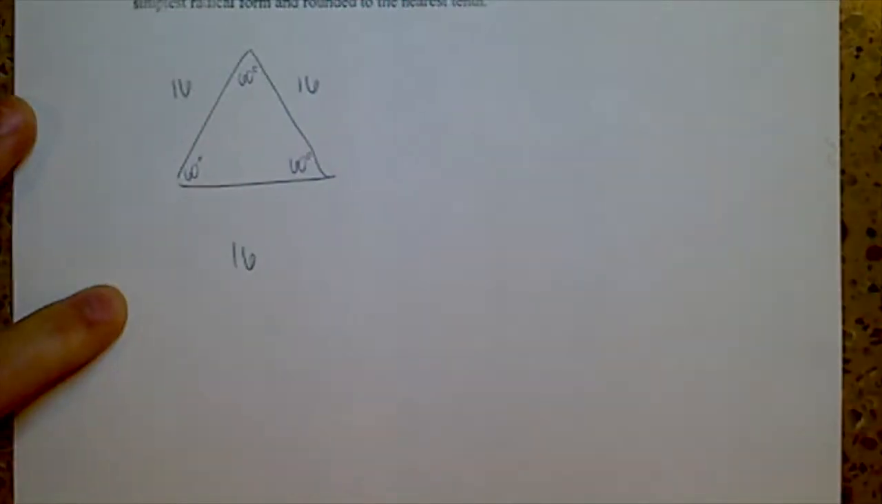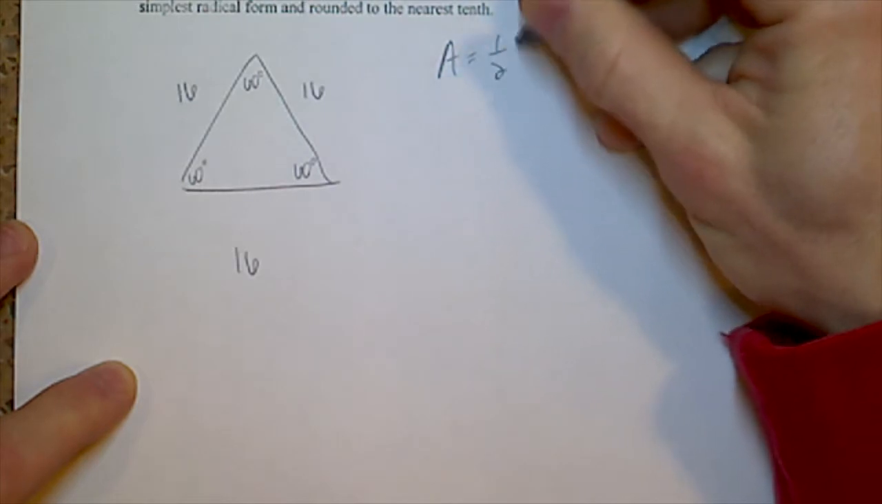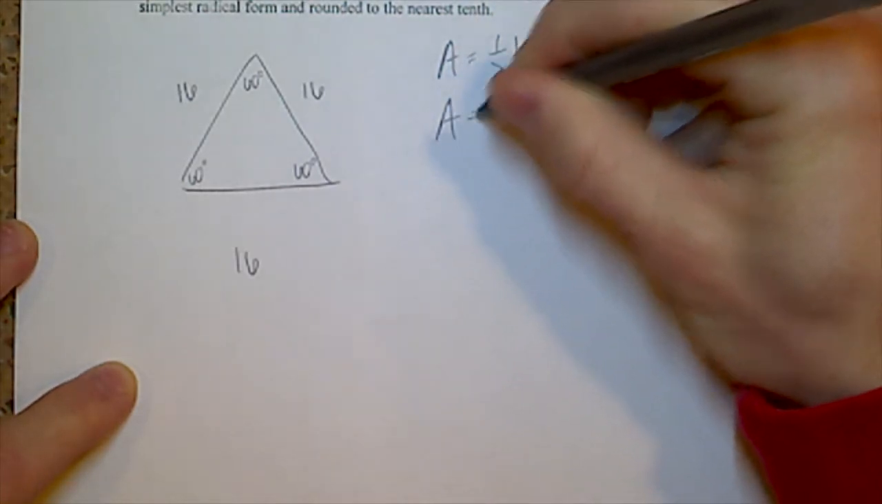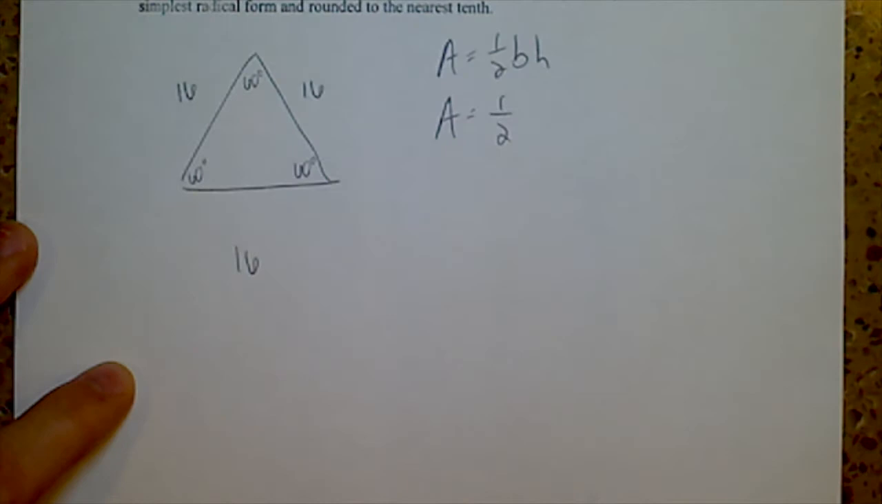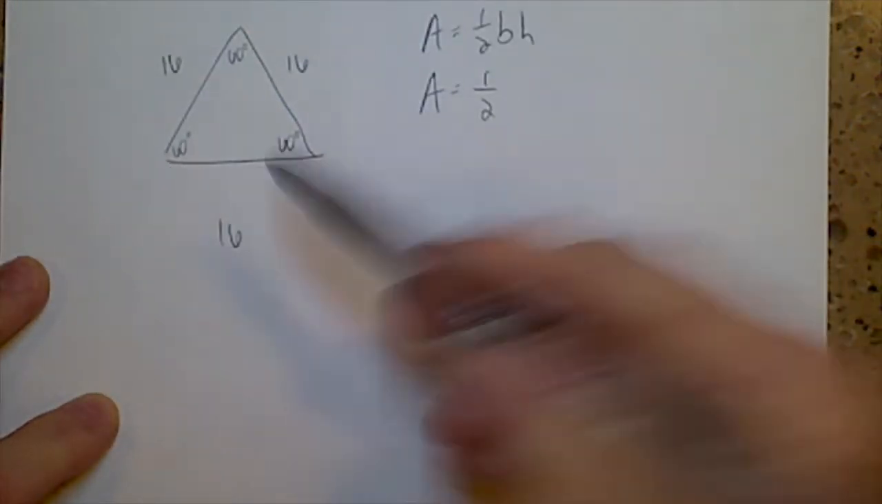All right, so area for a triangle. Let's think this through. I need 1/2 the base times the height. Well, the base of this triangle, I can pick any side to be the base of the triangle. Whatever side I pick, it's going to be 16. I'll pick this one for ease.